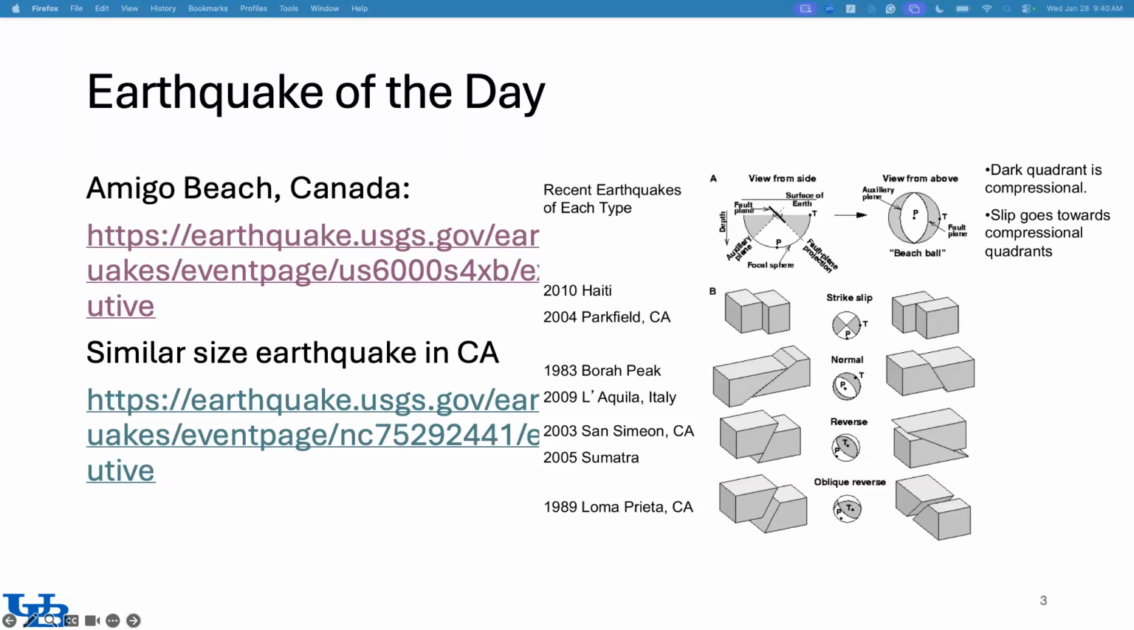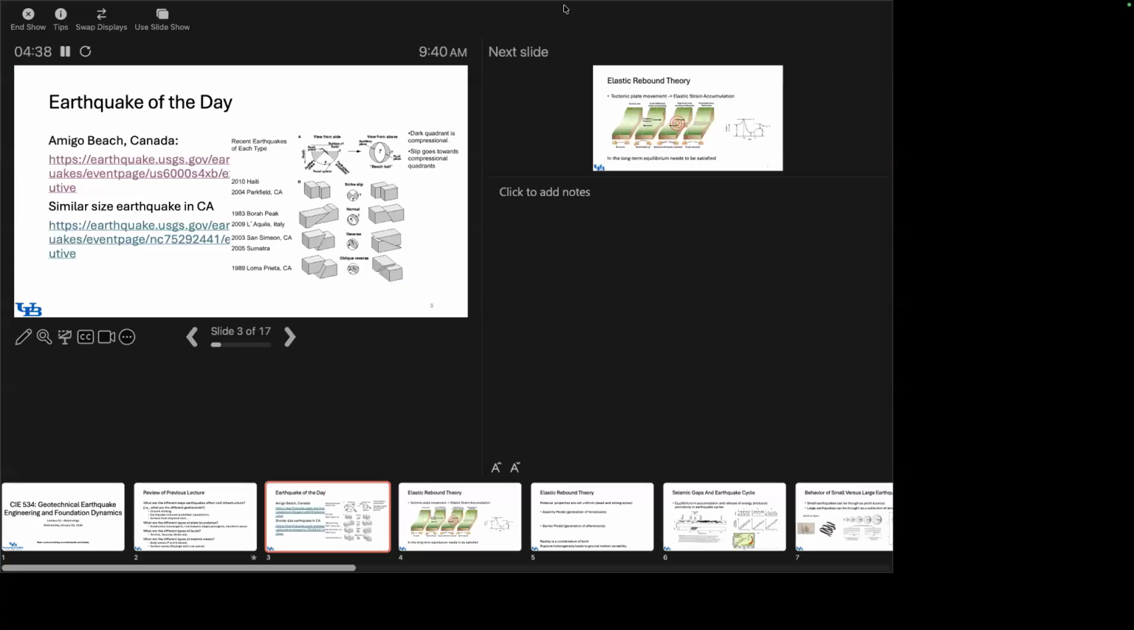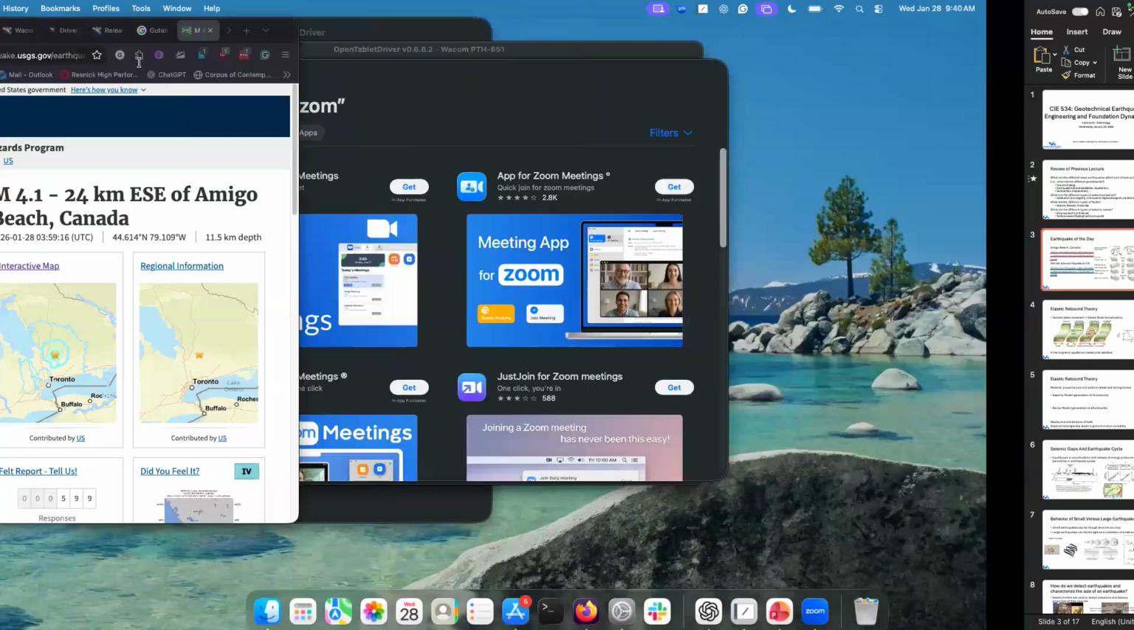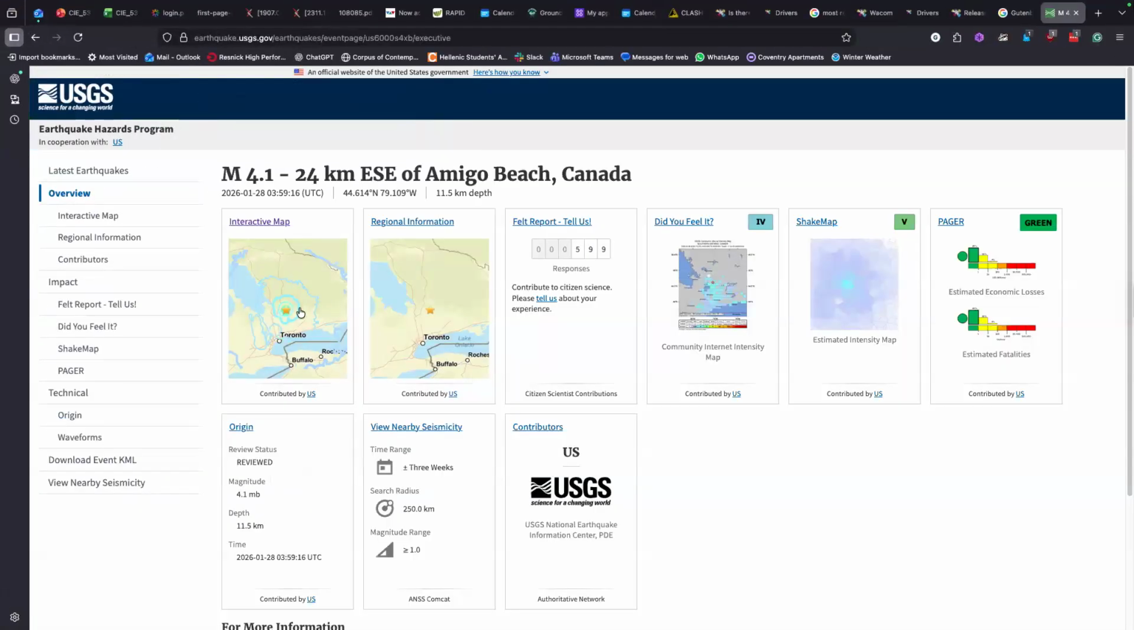So this is the report that USGS has produced. And what's more interesting maybe for us is, so it's a small magnitude earthquake. We don't expect this to cause any damage. Yes, please, Saba. Thank you. Yeah, I keep forgetting. So where is it? Okay.